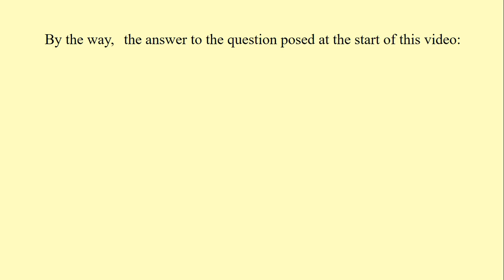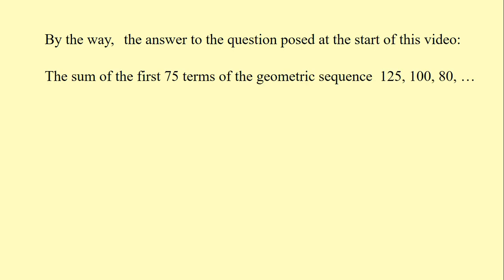By the way, the answer to the question posed at the start of this video, the sum of the first 75 terms of the geometric sequence 125, 180, etc., is 624.9999663. Why don't you use the S sub n formula and see if you agree.